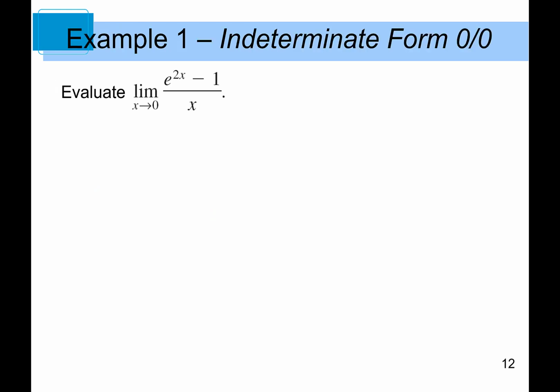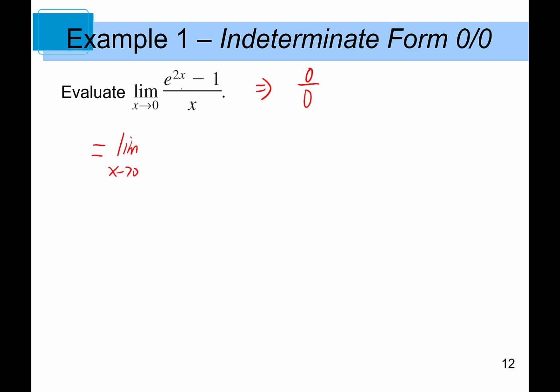Alright, now let's take a look at this question. Applying the L'Hopital rule, we know that this is 0 over 0 indeterminate form. We already went over that. So in order to find the limit, we need to take the derivative of the numerator.